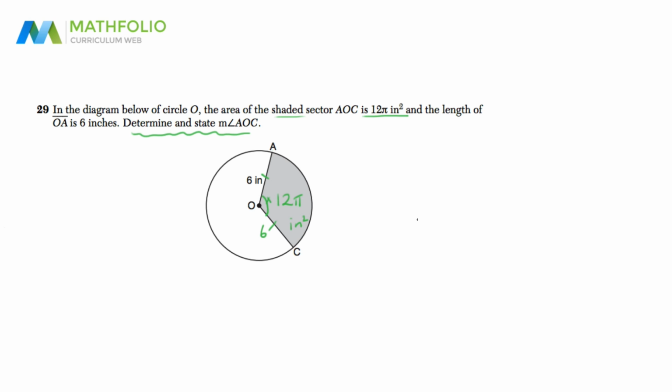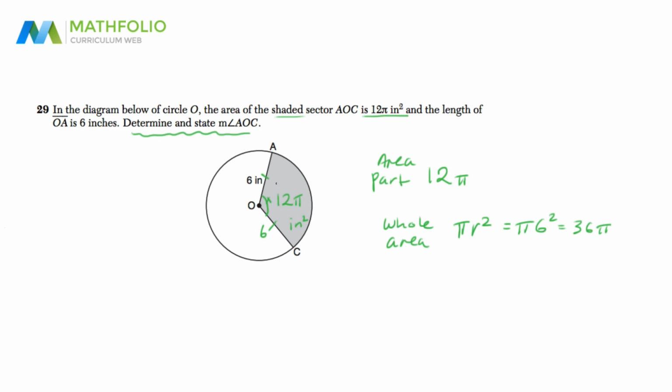Let's call it X. So basically, the part of the area that we have is 12 pi. If we were to find the whole area of the circle, we would do pi r squared, which in this case is pi times 6 squared, which is 36 pi.